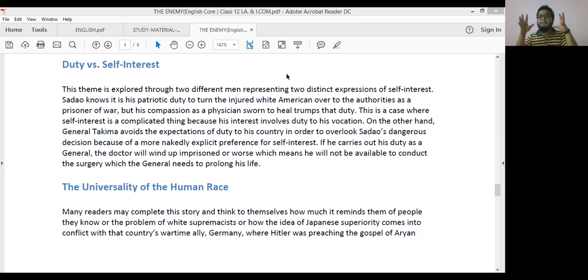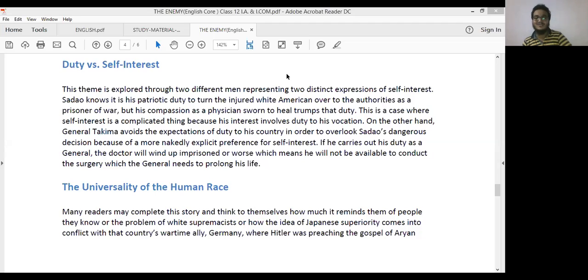Being a physician, being a doctor, being a surgeon, compelled him, forced him to do his surgery. This is a case where self-interest is a complicated thing, because his interest involves duty to his vocation. So, I have an interest, I love to play guitar. Whenever I get free time, I will show my interest. I want to learn. My interest and desire will grow. When I don't have an interest, I cannot do it.